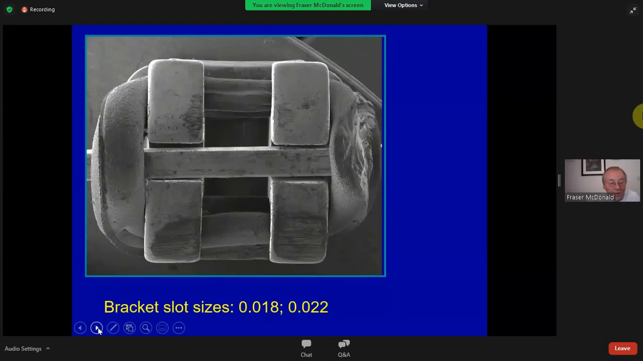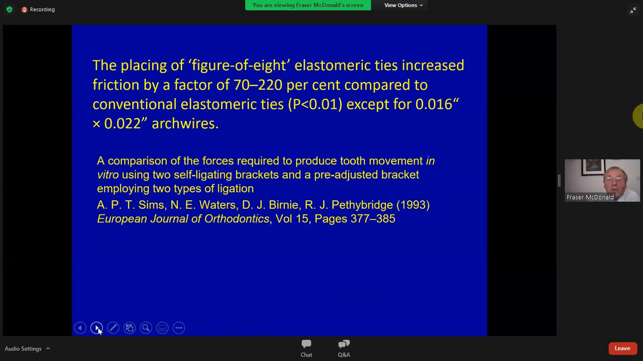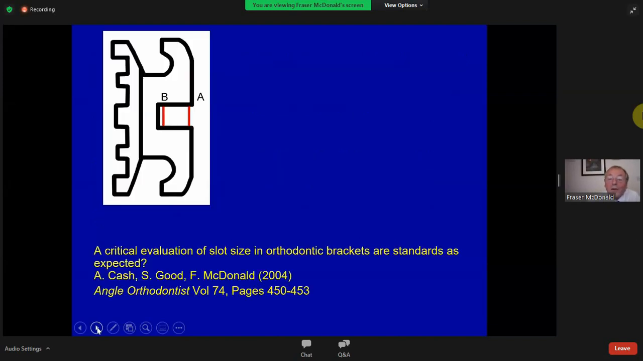I don't know whether you're trying to show off your manual skills, but you are aware that placing figure of 8 elastomeric ties increases the friction by a factor of 70 to 220%. Now, if you want to lock up your system and get nothing moving, figure of 8 ligatures are one of the easiest things to use. You may want to do it, you may not want to do it.